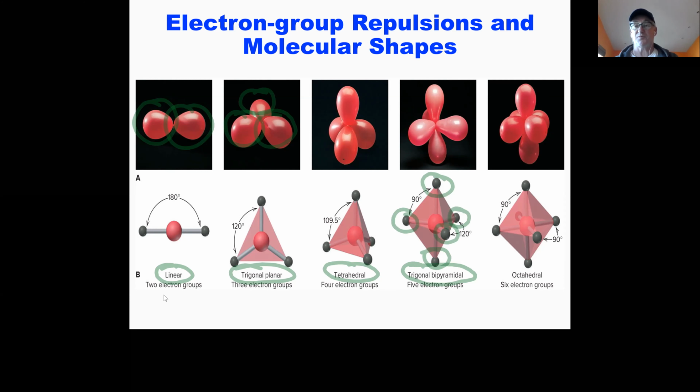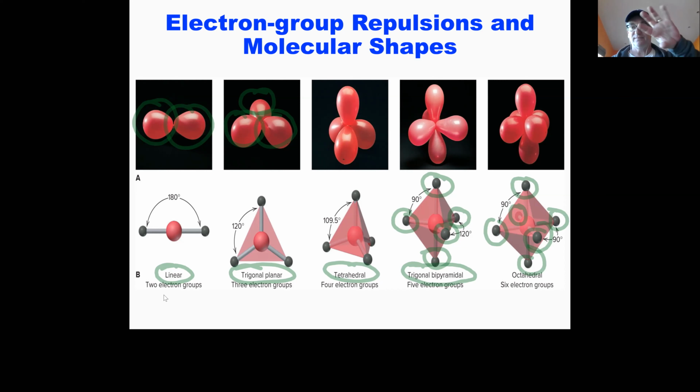And then the last one with 6 different groups of electron density basically looks a lot like the trigonal bipyramidal, except that we add another group around the middle. So now we have 2 axial and 4 around the middle, 4 equatorial. And this thing could basically be rotated in any direction and looks the same. They're all 90-degree angles to each other.